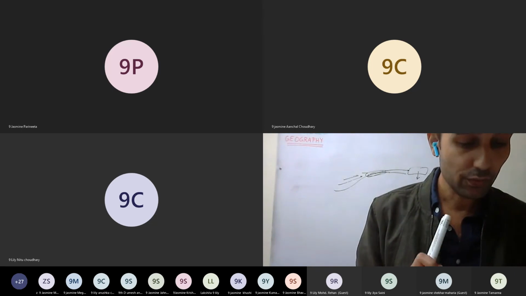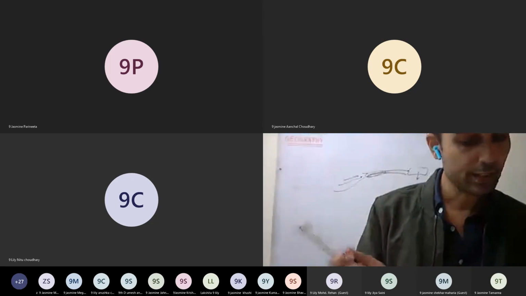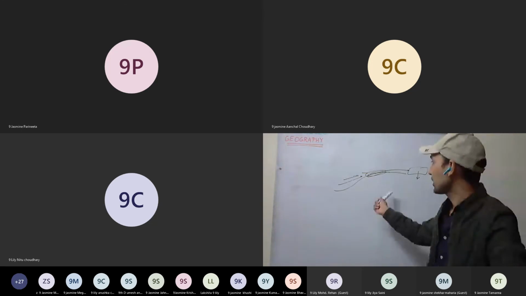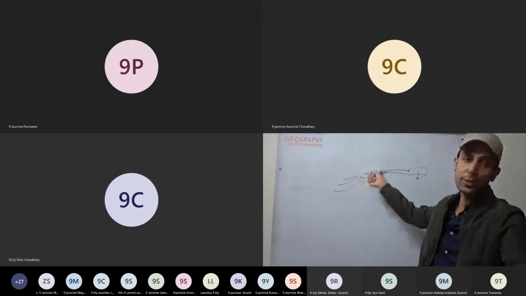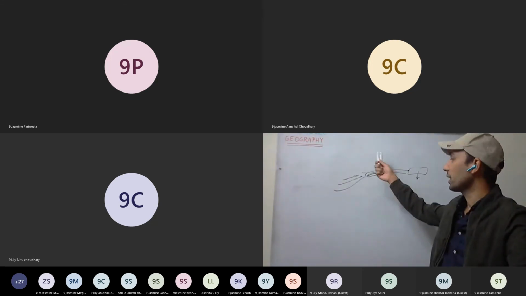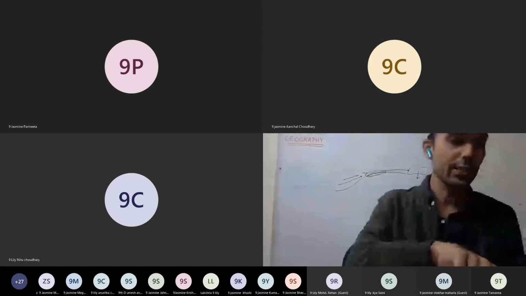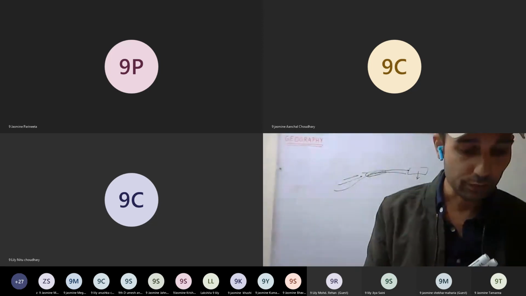Okay, give reasons for the following. Land gets heated faster than the sea. This we already discussed. Because specific heat of water is more as compared to the land, or specific heat capacity of land is less as compared to the water. Those all we have discussed in fifth. That is the answer for this as well.